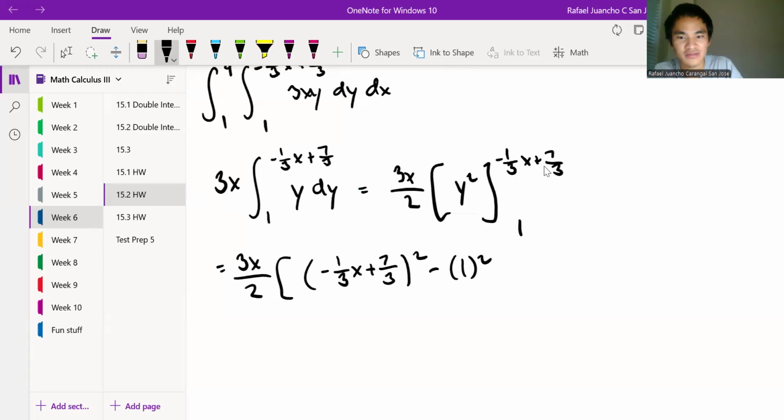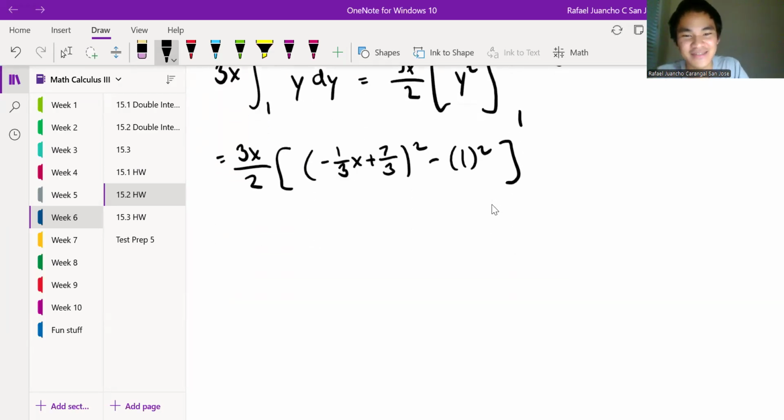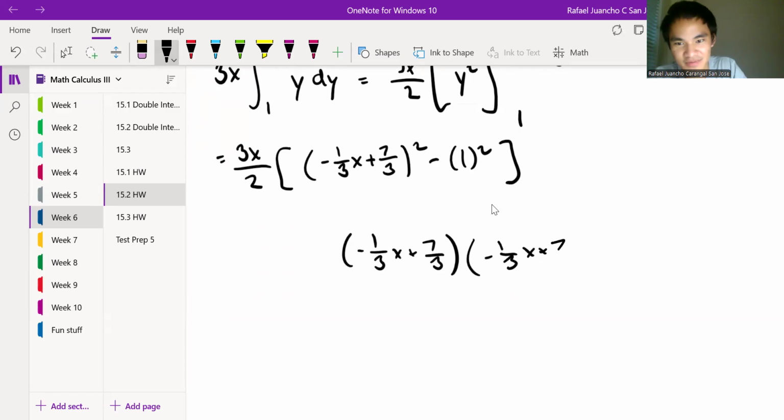Minus this. That's not fun. Okay, let's see what we get. I'm gonna just do it extremely quick. Nah, I don't want to do it quick because then I'm gonna mess up again. Here we have 1/9 x squared.